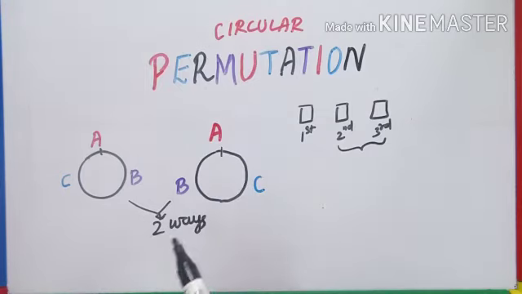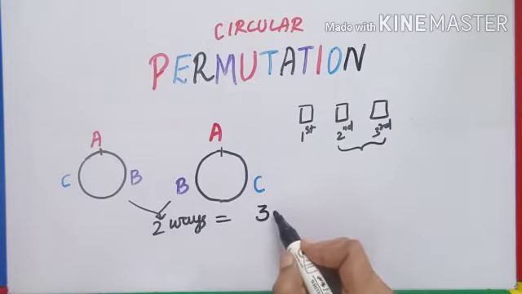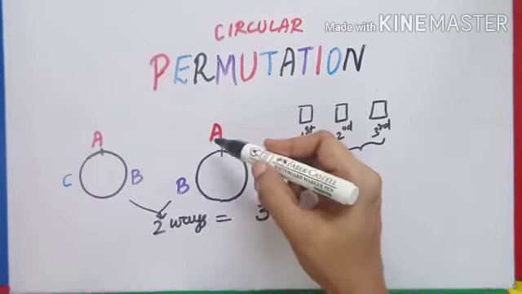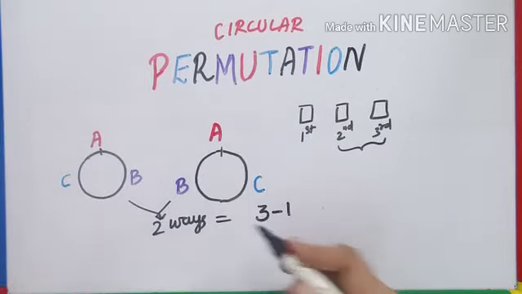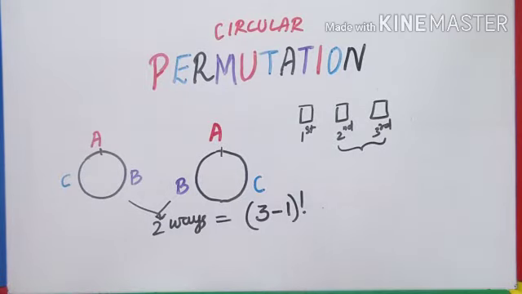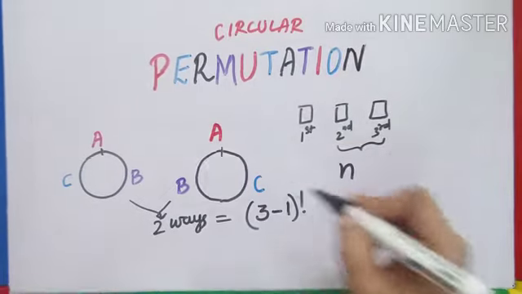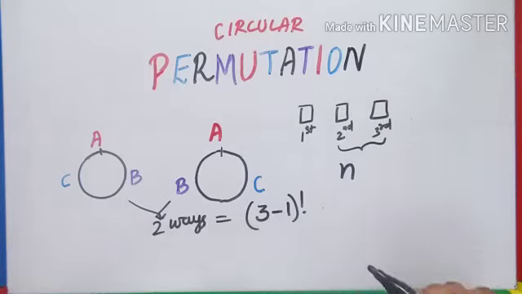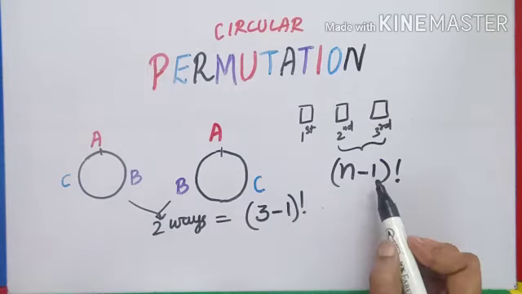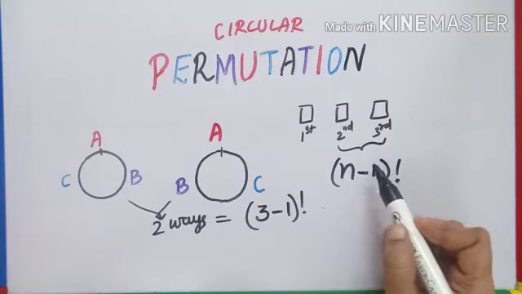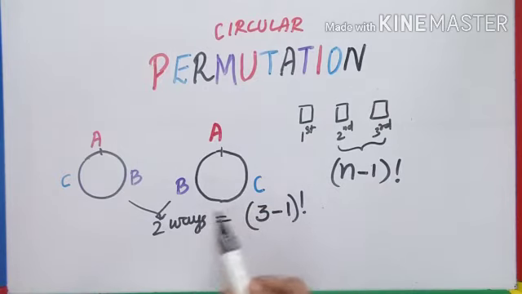How to get it? This is nothing but how many persons are there? 3, minus 1. Why do I minus 1? 1 person is fixed in a place to start with. That 1 person is subtracted, and the remaining factorial. So I will say there are n persons sitting in a round table or a circular table. We will say n minus 1 factorial. Why do we minus that 1? That 1 represents one person who sits first and starts the position.